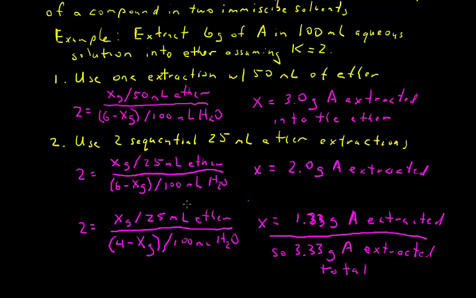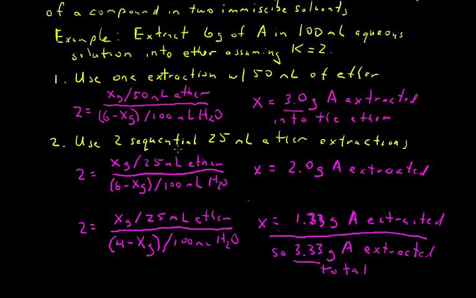Now here's the key though. We separate the 2 layers again, we combine the 2 ether layers for a total of 50 milliliters of ether, just as what we used with the single extraction in the first case up here. Now in those 2 layers, when we combine them, we've got a total of 3.33 grams of A extracted. Now compare this, the 3.33 grams right here, to the 3 grams in the first case.